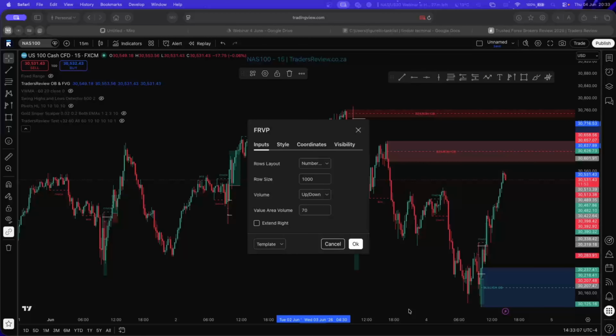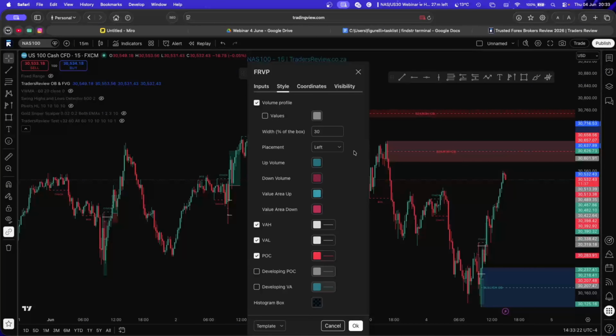The row size is 1,000. Volume up down. Value area is 70. And the rows layout is just on number of rows, the first one. Nothing else with coordinate, style, visibility. If we just go to colors and stuff.